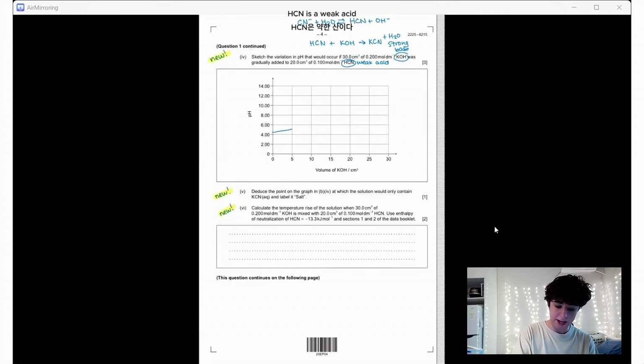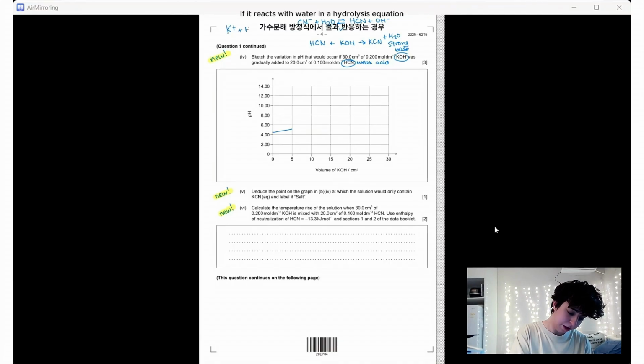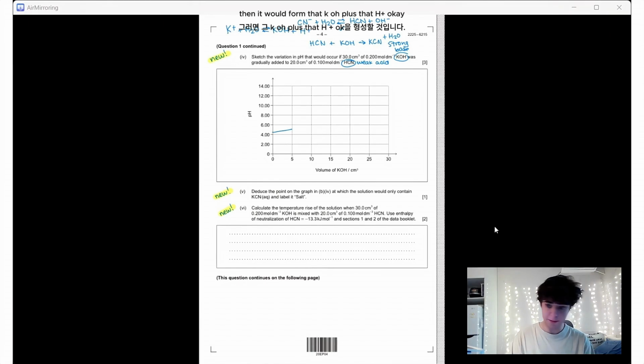HCN is a weak acid, and so therefore this reaction will occur. Meanwhile, our cation, our K plus, if it reacted with water in a hydrolysis equation, would form KOH plus H plus. However, this KOH is a strong base. It cannot exist in an equilibrium. Therefore, this reaction will not occur.